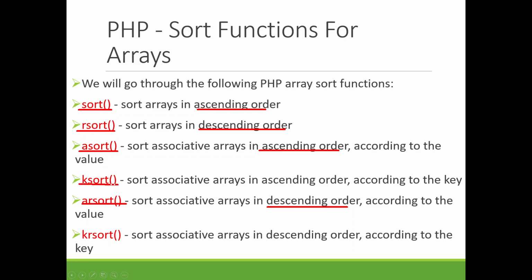Then we also have ksort. Again for associative arrays in ascending order, but according to the key. Hey, by the way, this is important. According to the key. Remember here, we were sorting with asort and arsort depending on the value. Then we also have krsort. It's used to sort an associative array in descending order according to the key. So krsort is the opposite of ksort. Okay, so I hope you'll remember those.